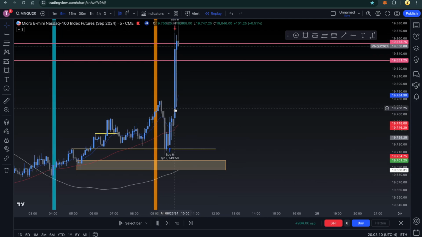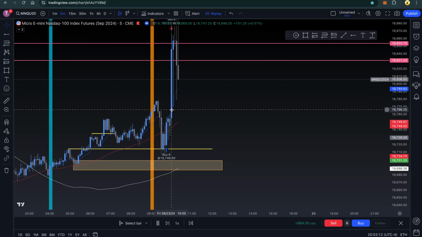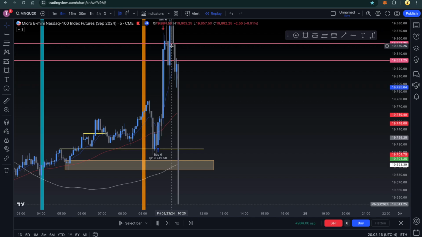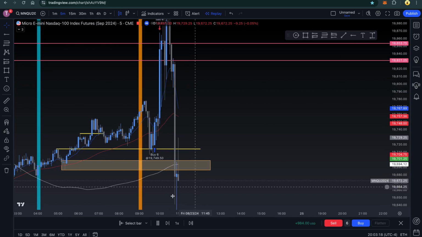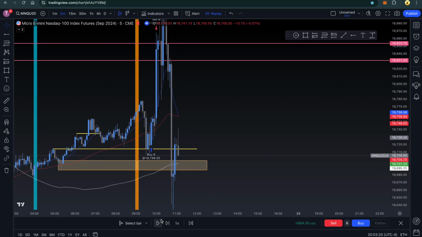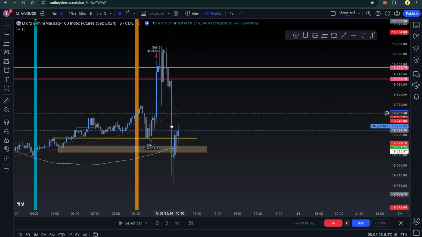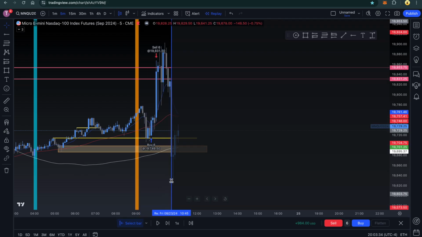In that candle, right there at 10:05, it hit take profit. And then here it goes. It goes all the way up, hits our take profit, goes past the take profit, comes down, hits our supply zone. It goes past the supply zone. And then say we did this. Say we back tested.